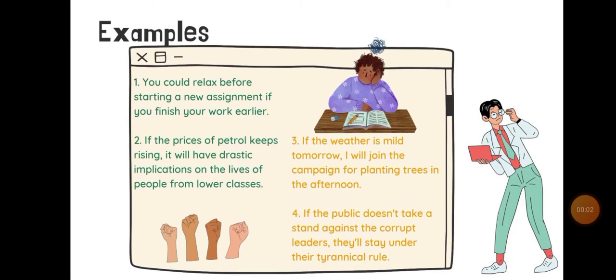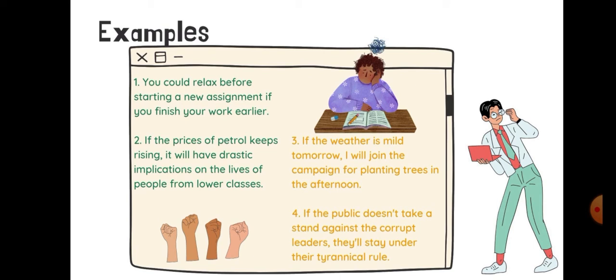For you to get a clear understanding of first conditionals, here are some examples. You could relax before starting a new assignment if you finish your work earlier. Secondly, if the prices of petrol keep rising, it will have drastic implications on the lives of the people from the lower classes. Here in both sentences, there is a possibility of something happening. The result is going to happen, but it is a probability if the condition that is mentioned is met.